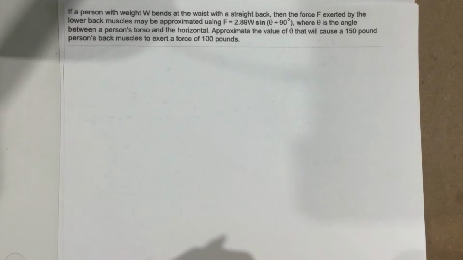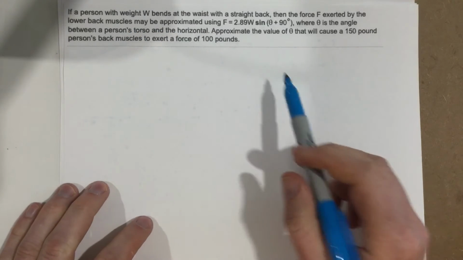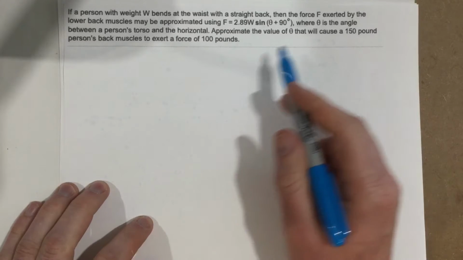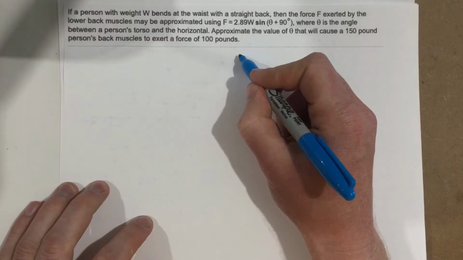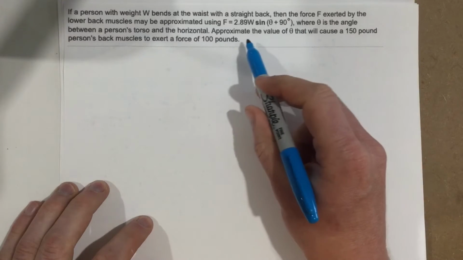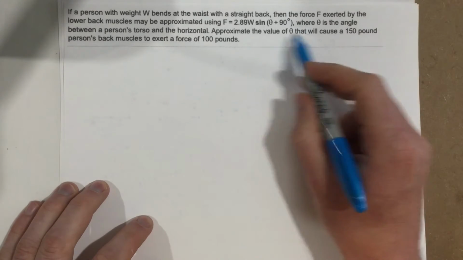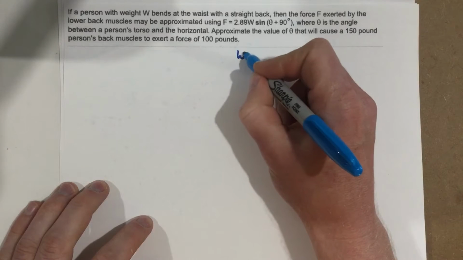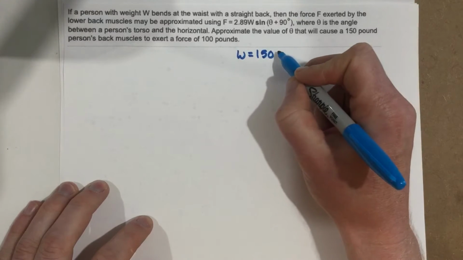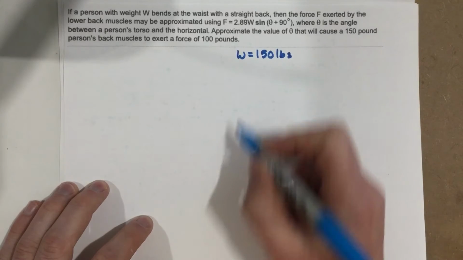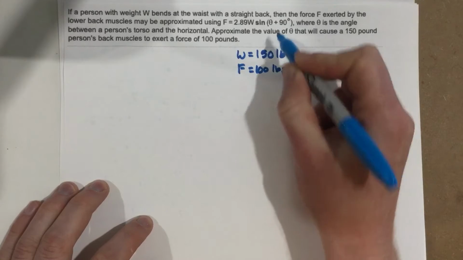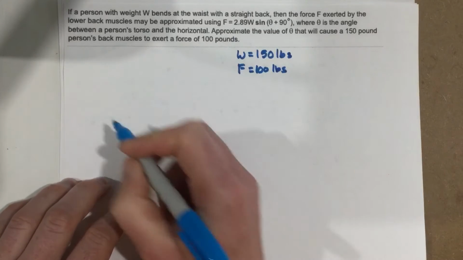Now the problem, they give you this whole story problem, all this context for a problem that's actually pretty easy, because they tell you the force. Well, they tell you the weight. Sorry, the weight is 150 pounds. They tell you the force is 100 pounds, and they just want you to find the angle. So let's just plug those in.